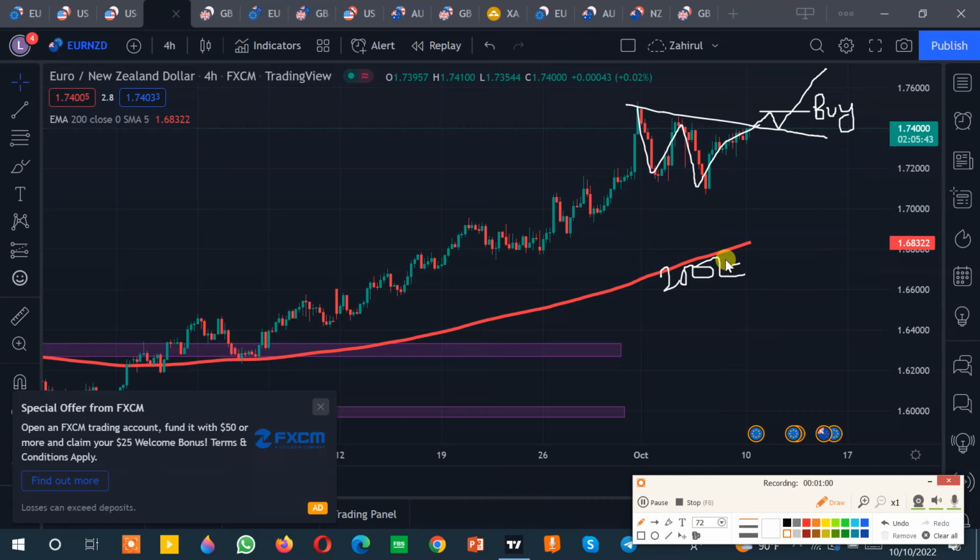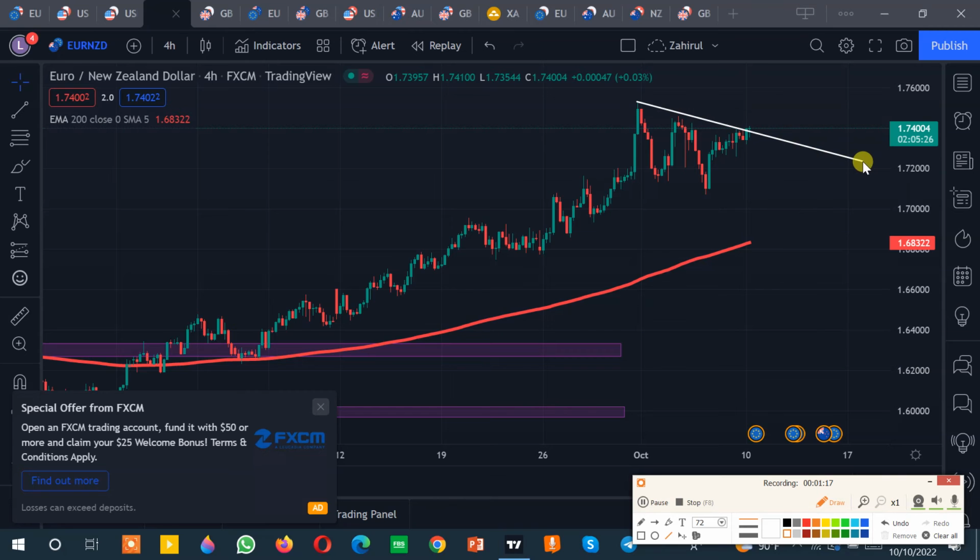200 EMA below the current market. That means market is uptrend. From this uptrend market, according to W pattern, we can make here a buy. On the other scenario is here.